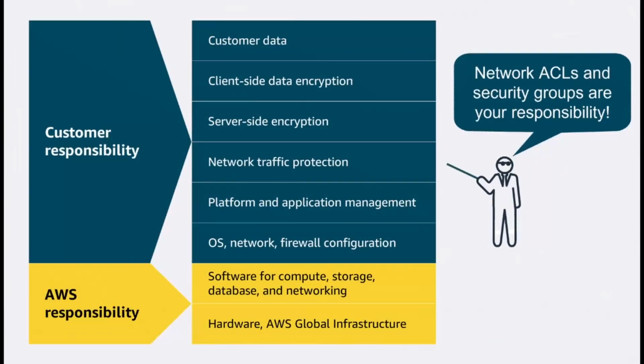Do you remember the AWS shared responsibility model? When it comes to securing the subnets and the resources in your VPC with network ACLs and security groups, this is your responsibility. These components make up networking traffic protection and are critical defenses in protecting your application in the cloud.